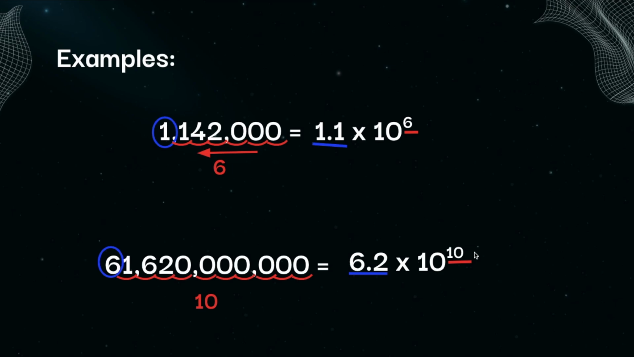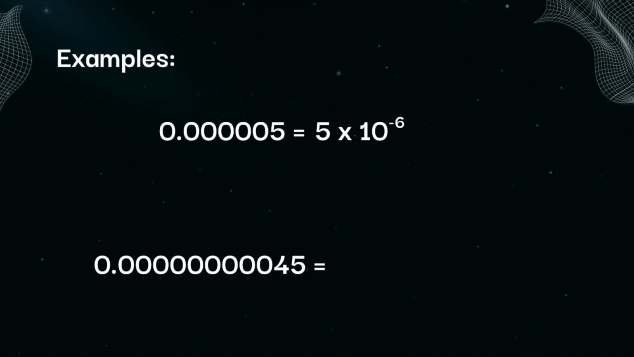Now, what if we have a small number, a really, really small number? Well, we do exactly the same, but the other way around. So the coefficient always has to be equal to or more than 1 and less than 10. So in this case, our number which would be equal to or more than 1 would be 5. But now the decimal point is on the left. So what do we do? Well, it's actually quite easy. We just move the decimal point to the right.